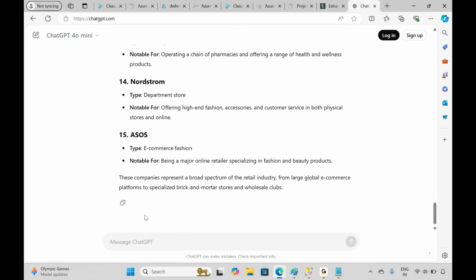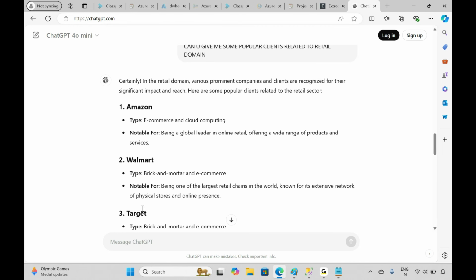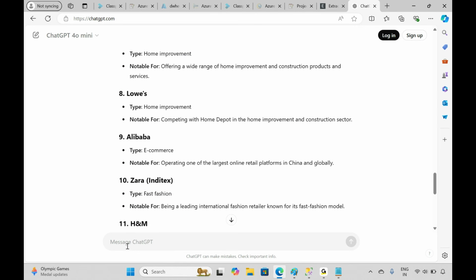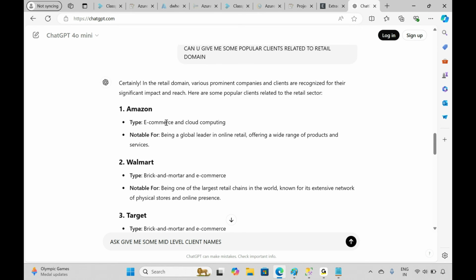So, to which client are you working currently on your project? Do you want to work for Amazon? So don't keep these topmost clients. Ask, give me some mid-level client names. Why? Because for these most popular clients, every company knows who is doing the famous Amazon project, whether TCS is doing or Infosys is doing or Capgemini is doing. In your resume, you are putting that you are working for TCS for the client Walmart.